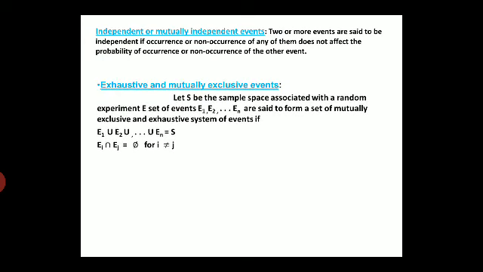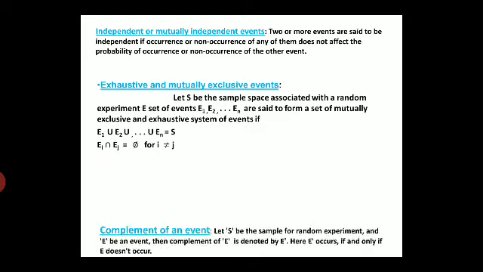Now we'll discuss about exhaustive and mutually exclusive events. Let S be the sample space associated with a random experiment E. Set of events E1, E2, ..., En are said to form a set of mutually exclusive and exhaustive system of events if E1 union E2 union ... union En is equal to S and Ei intersection Ej is equal to phi for i not equal to j.